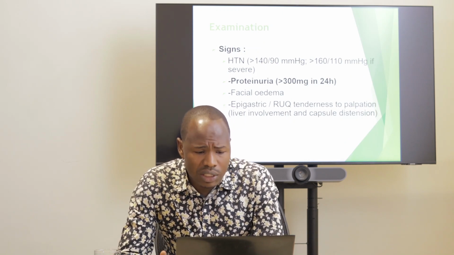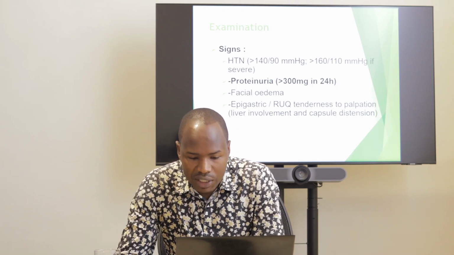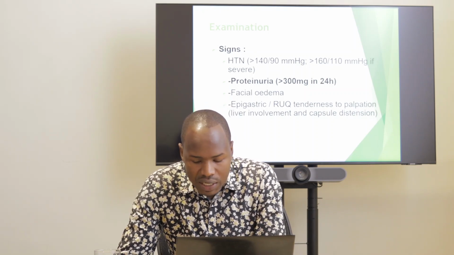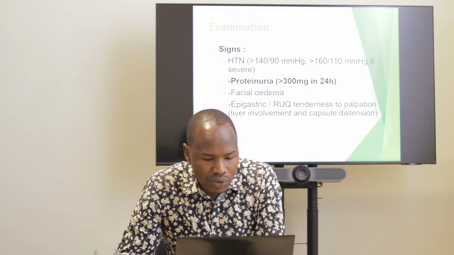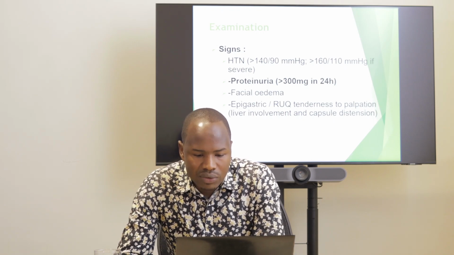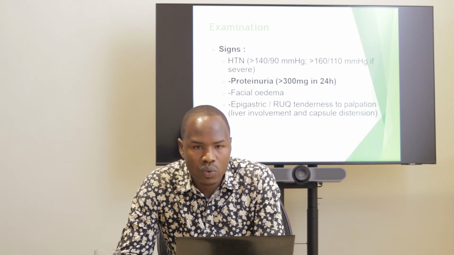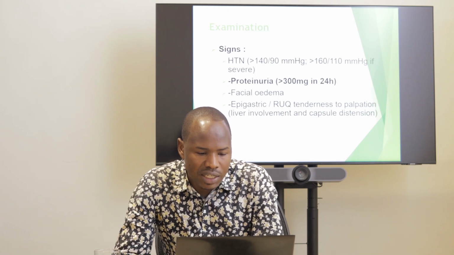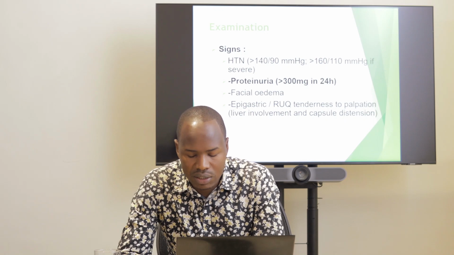Examination. This is the physical exam. The clinician should take the blood pressure of the pregnant woman. When she has preeclampsia, blood pressure will be 140 out of 90 millimeters of mercury, or 160 out of 110 millimeters of mercury if it is severe. It means blood pressure of greater than 140 out of 90 millimeters of mercury is not severe.